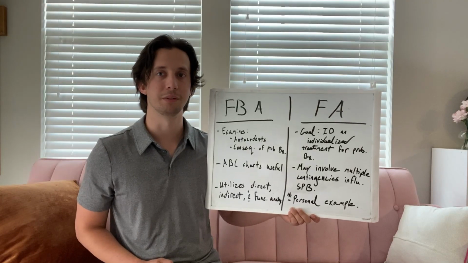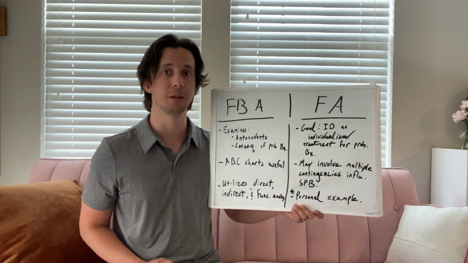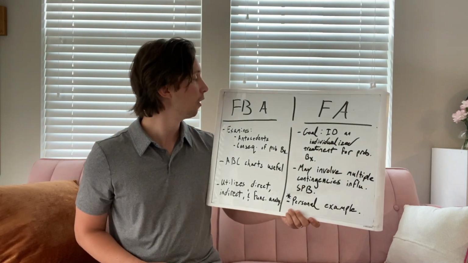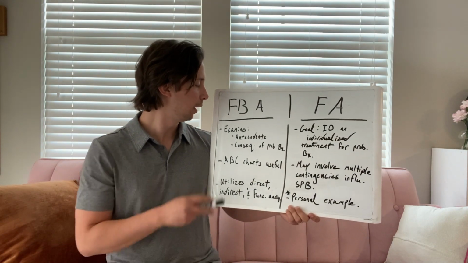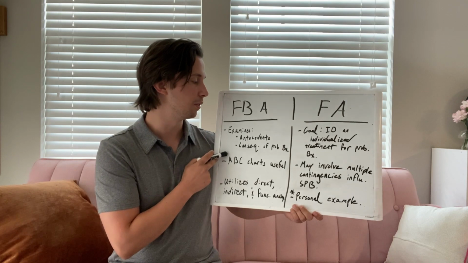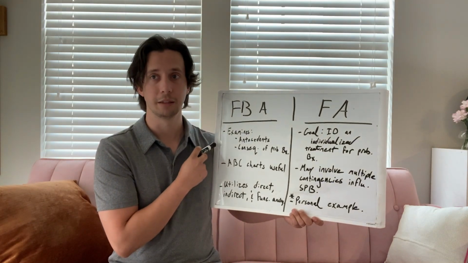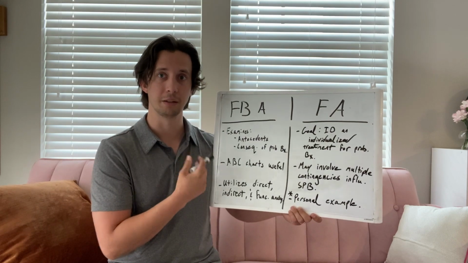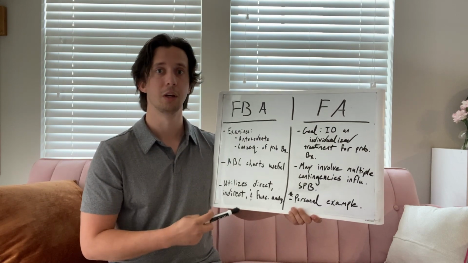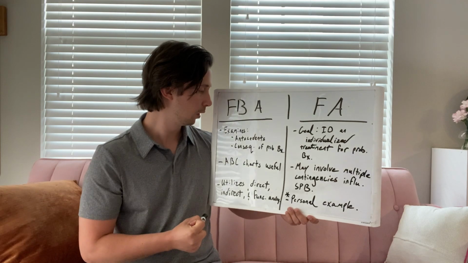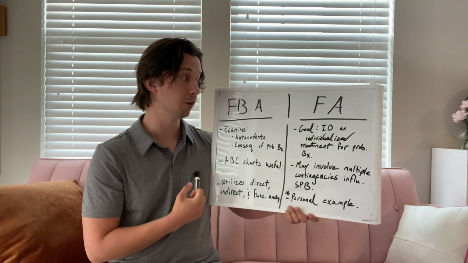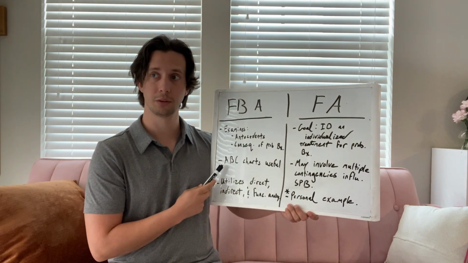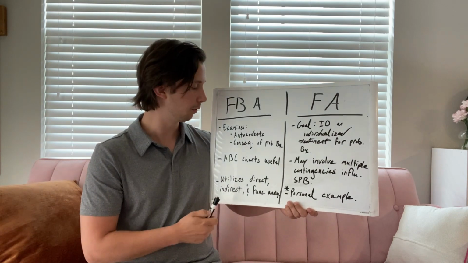We'll now be discussing the difference between a functional behavioral analysis and a functional analysis. A functional behavioral analysis examines antecedents and the consequences of the problem behavior. It takes into consideration the three-term contingency, which is antecedent, behavior, and consequence. ABC charts are very useful in a functional behavioral analysis since it considers the three-term contingencies.